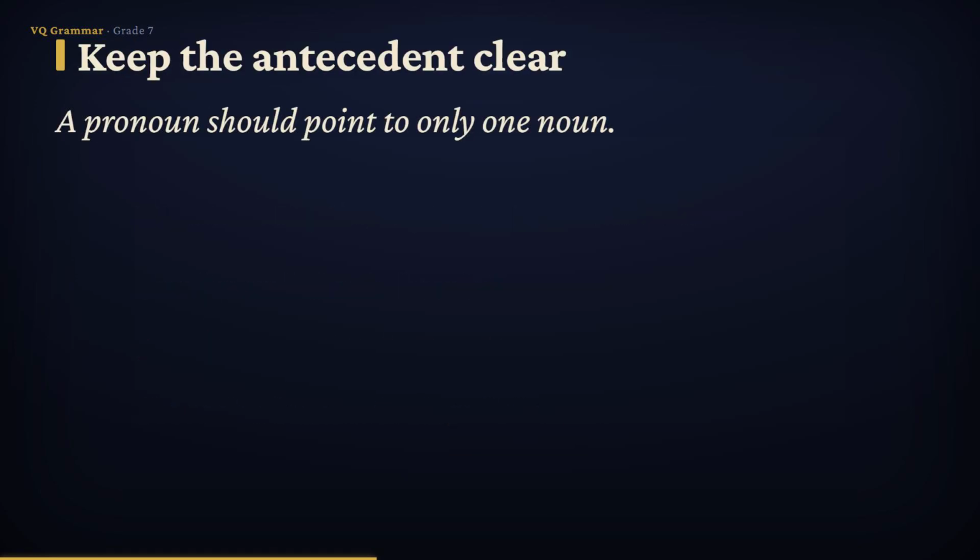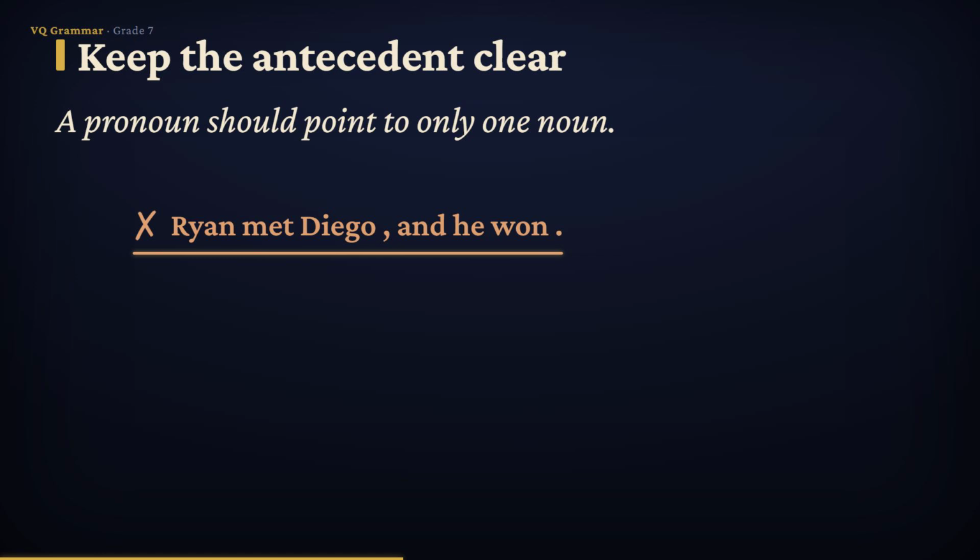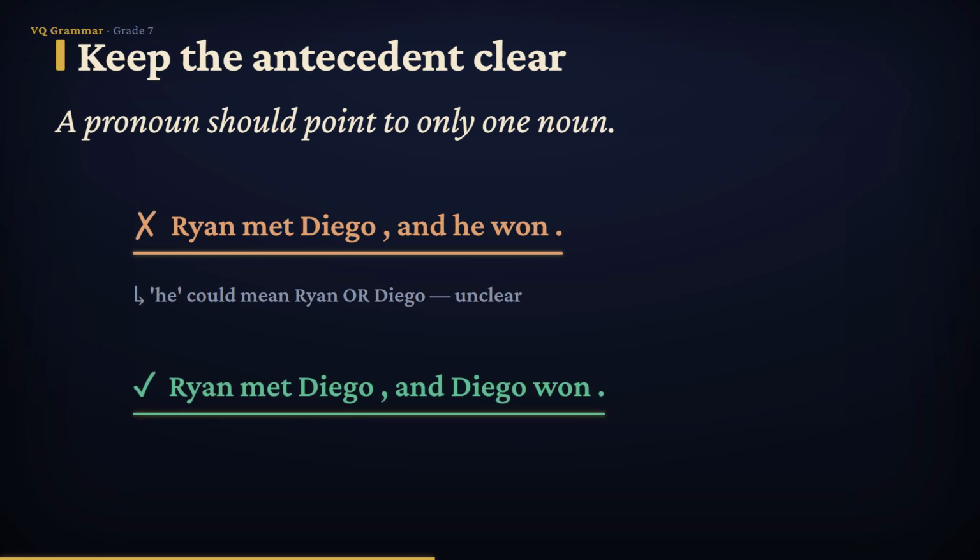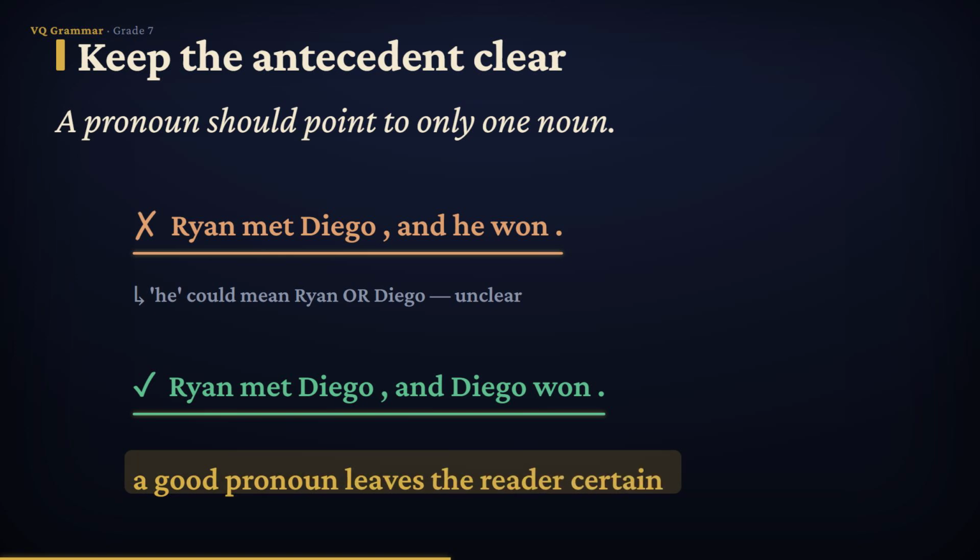There's one more rule, and it's the trickiest. The antecedent has to be clear. A pronoun should point back to only one possible noun, never two. Look at this problem sentence. Ryan met Diego, and he won the prize. Who won? He could mean Ryan, or he could mean Diego. There's no way to be sure, so the sentence is unclear. The easy fix is to name the person. Ryan met Diego, and Diego won the prize. Now there's no doubt at all. A good pronoun leaves the reader certain, not guessing.